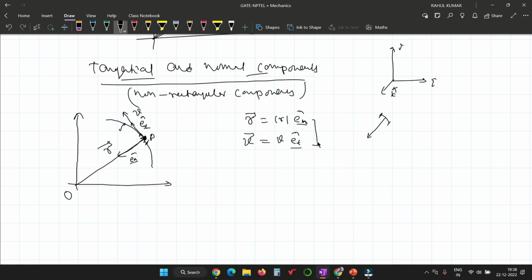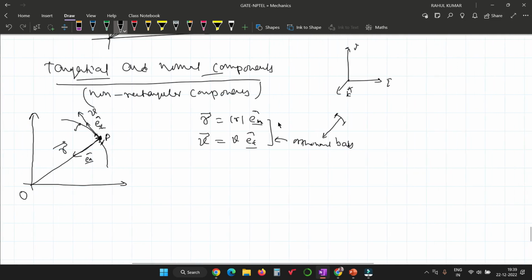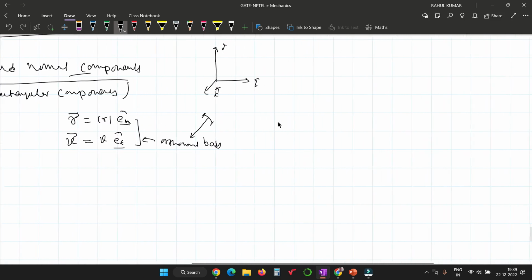Sir, orthonormal in basis. In the case of polar coordinates, we have fixed directions, but in the case of tangential and normal, we are going to have e_n changing with respect to the position of the particle. No, sir, I'm not saying polar coordinates, I'm just generalizing things.